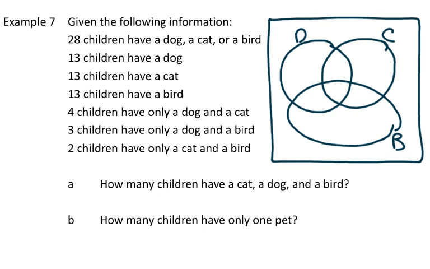We know we have 28 children in total who we need to assign, but we don't know exactly where they go. This is where the wording comes in here at the end. 2 children have only a cat and a bird. I mean, they have a cat, they have a bird, and they do not have a dog. So that tells us that there are 2 children who fit in that intersection right there.